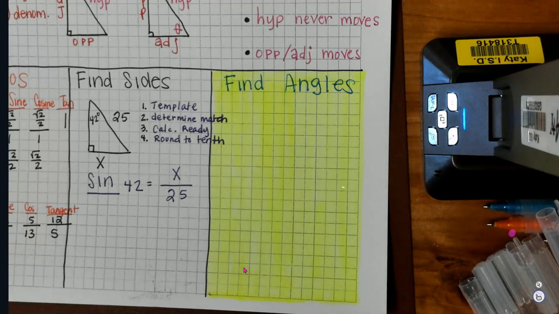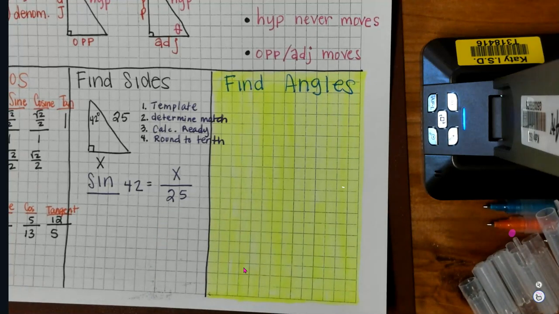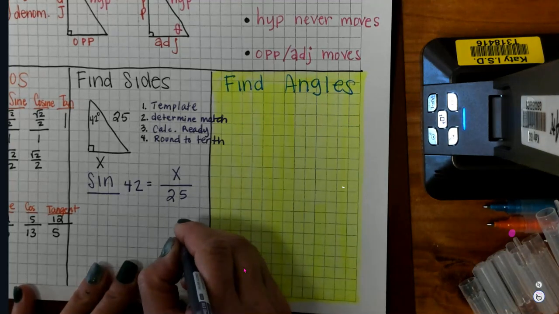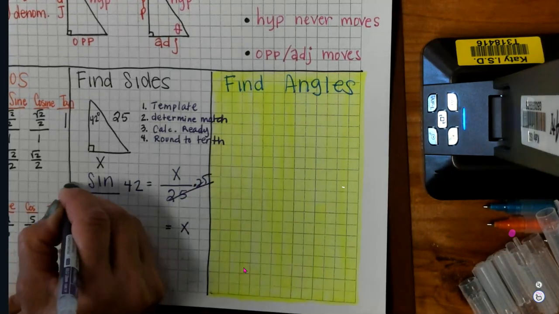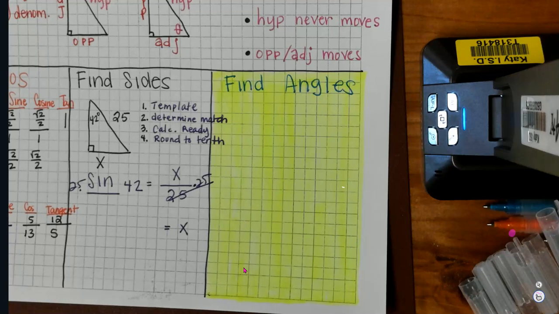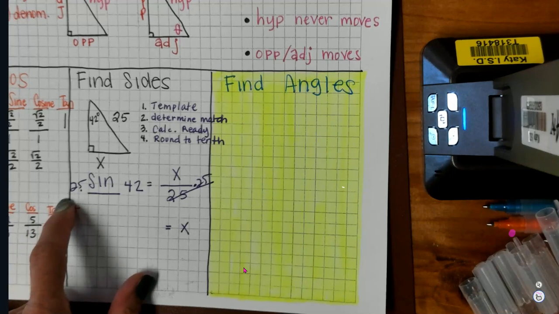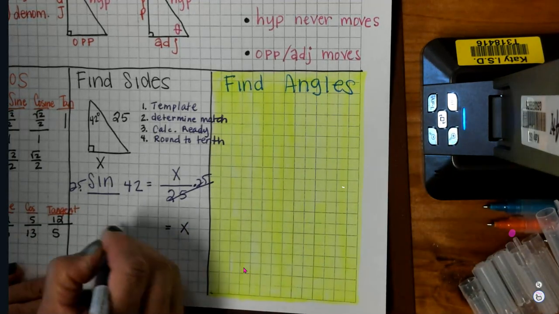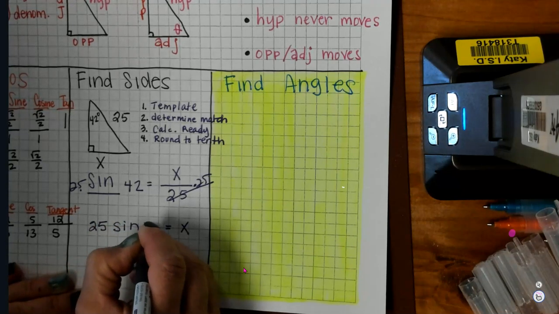Step 3, calculator ready. All we're going to do is solve for x using our brains. We still haven't used that calculator yet. X is being divided by 25. How do I get x by itself? That's right. So multiply both sides by 25. Those are going to cancel. When you multiply a trig function by a number, the number goes first. So here's your calculator ready format. 25 times sine of 42.